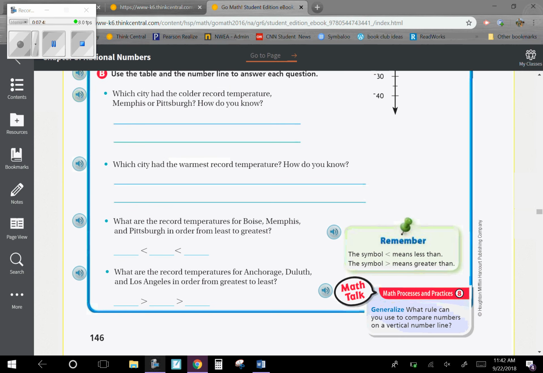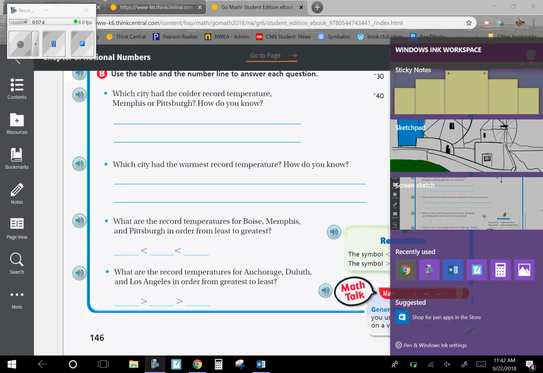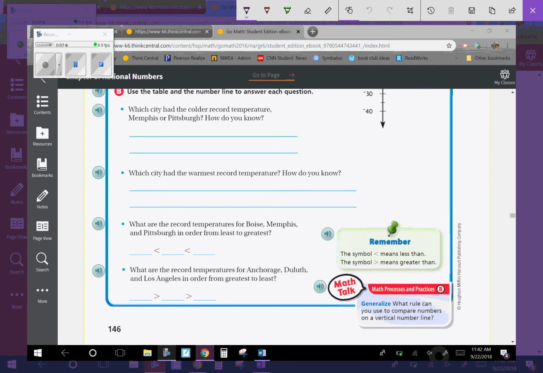So then which city has the warmest record temperature and how do you know? That one's Los Angeles, because 35 is above all of the other labeled points on the number line.